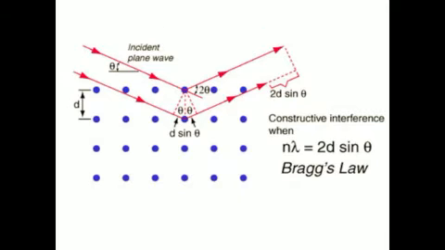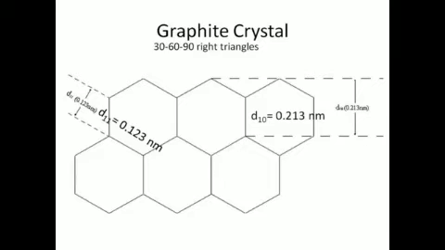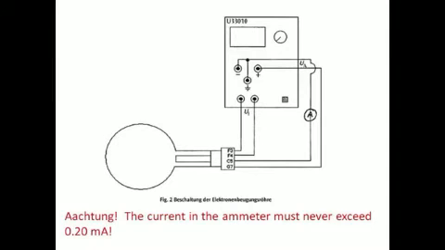When the beam is reflected off two adjacent levels of the crystal, the condition for constructive interference is that 2d sine theta equals n lambda. The hexagonal graphite crystal lattice presents two spacings to the incident electrons. The smaller spacing leads to a larger diffraction ring. Here is a schematic of the apparatus, though you should probably let your lab instructor set it up for you. The electron beam must never exceed 0.2 milliamps, or the crystal may be destroyed.